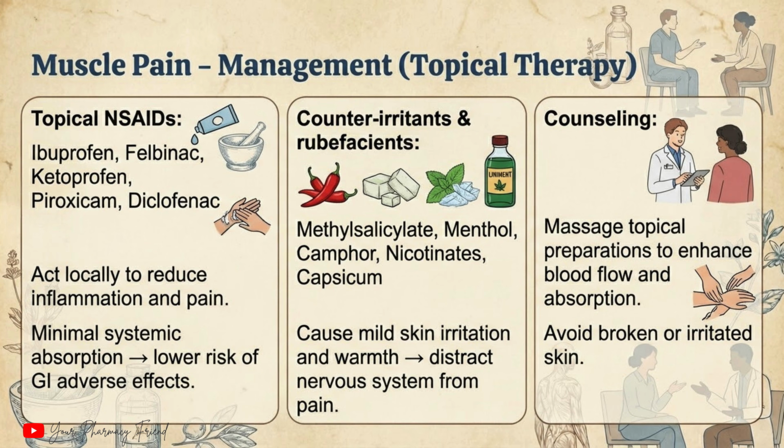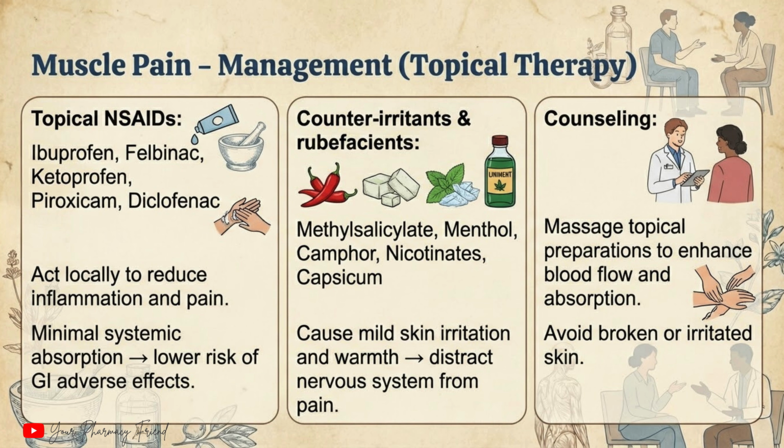Topical therapy is often the first-line approach for localized muscle pain. Non-steroidal anti-inflammatory drugs, or NSAIDs, such as ibuprofen, felbinac, ketoprofen, piroxicam, and diclofenac, can be applied directly to the affected area. They reduce inflammation and pain with minimal systemic exposure, thereby lowering the risk of gastrointestinal side effects.